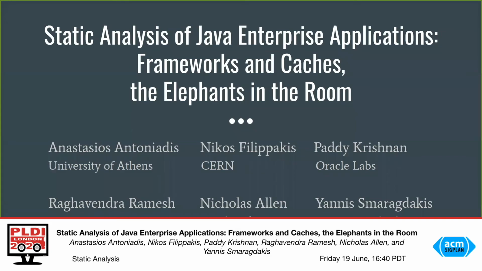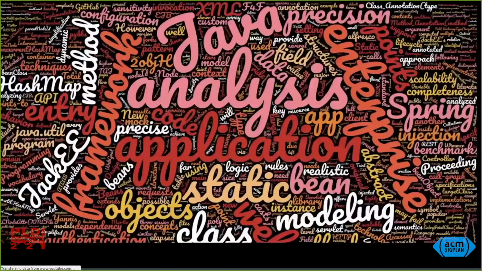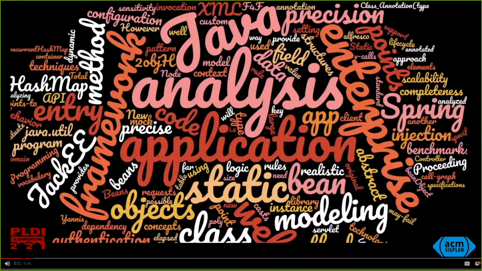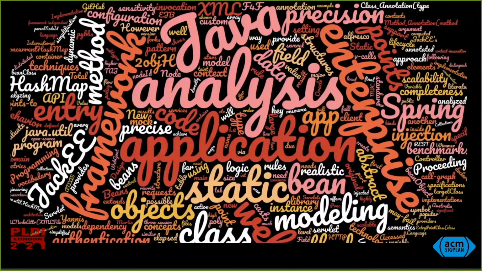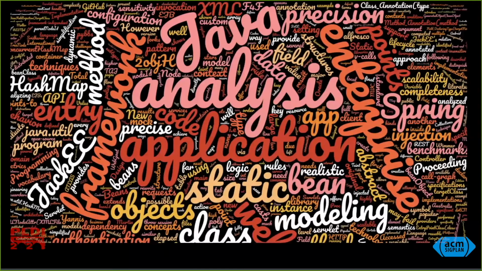This is a paper on the static analysis of Java enterprise applications, and it's going to focus on what we call the elephants in the room, namely the precise and scalable modeling of diverse frameworks as well as key data structures. Here are the contents of the paper as a word cloud, and you will see some familiar terms such as the Spring Framework and dependency injection and perhaps enterprise Java beans. And at the same time, you will see static analysis terms such as mock objects and context sensitivity.